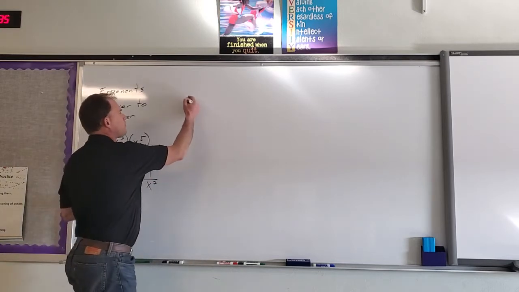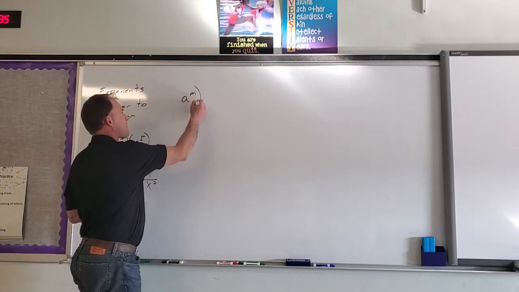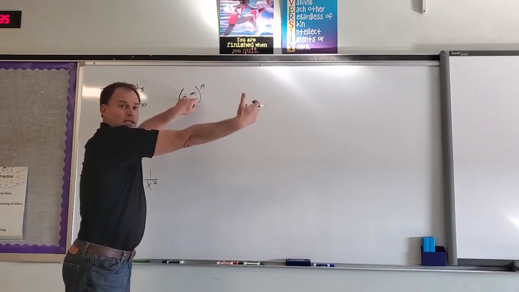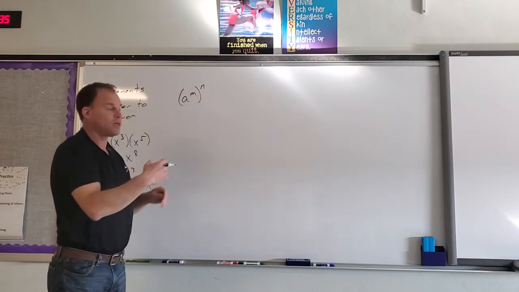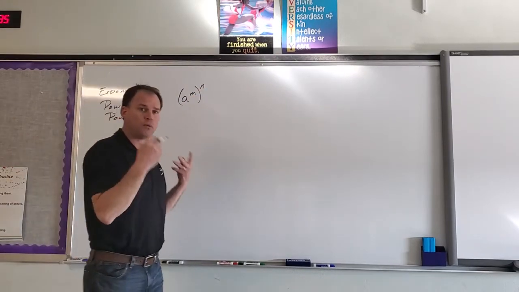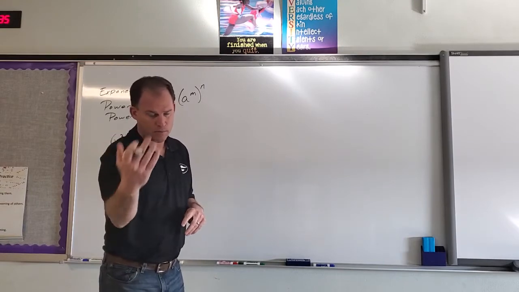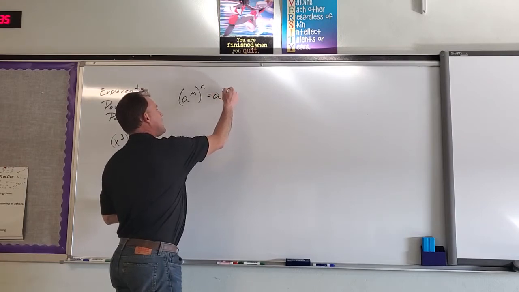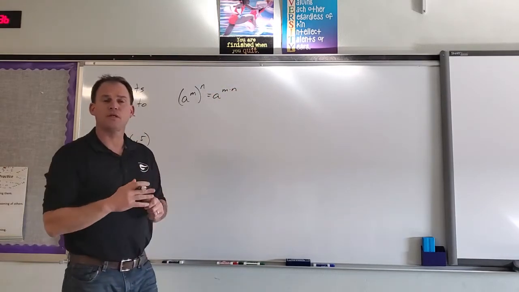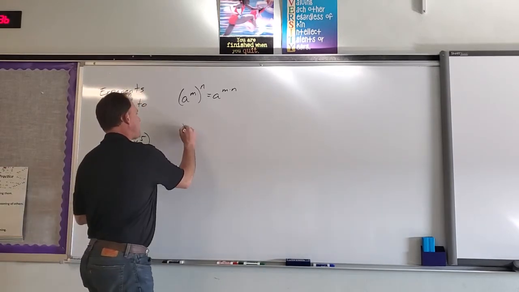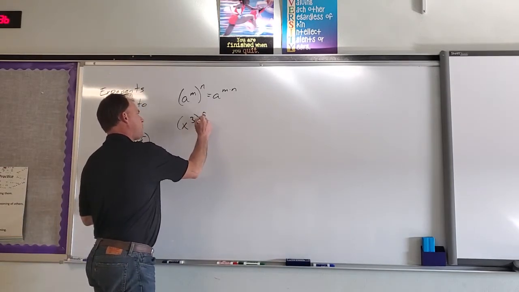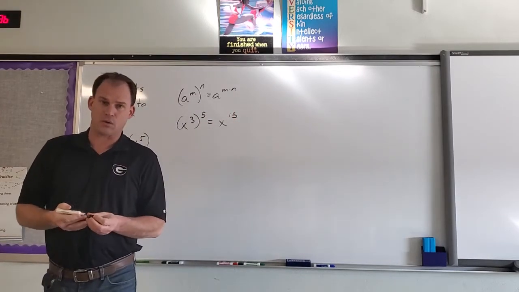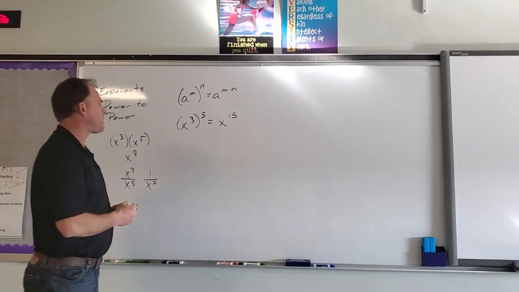Now today's rule looks like this. When you have a power raised to another power, okay? So we call it power to a power. When you have a power to a power, you multiply the powers. Power to a power, you multiply the powers, okay? So this is a to the m times n. You multiply the two exponents together. So simply put, if I have x to the third to the fifth, that would be x to the 15th power. Power to a power, you multiply the powers.